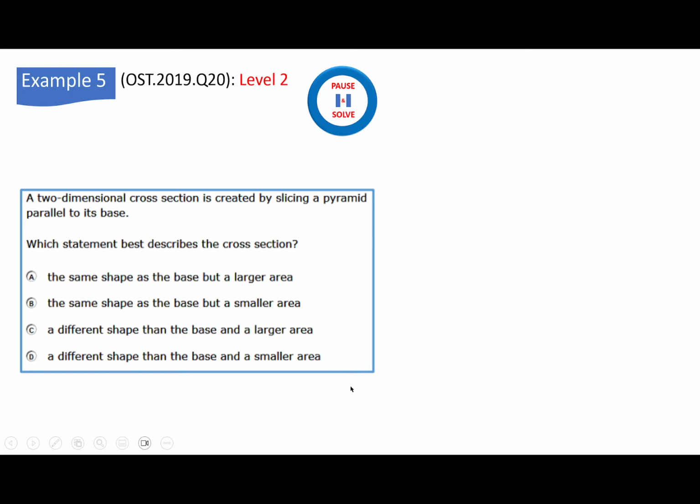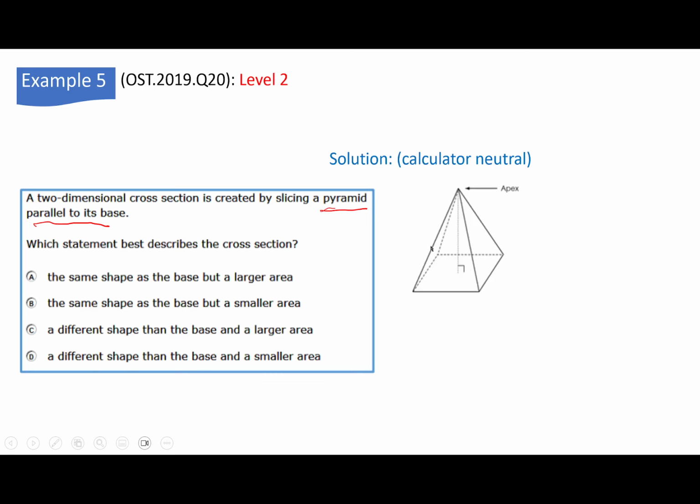Example 5. A two-dimensional cross-section is created by slicing a pyramid parallel to the base. Pyramid. Parallel to the base. What statement best describes the cross-section? This is an easy question. Don't miss a question like that. The same shape as the base, but a larger area. The same shape as the base, but a smaller area. A different shape. It's going to be always the same shape, smaller area. When you cut it this way, it's going to be the same shape, but a smaller area.